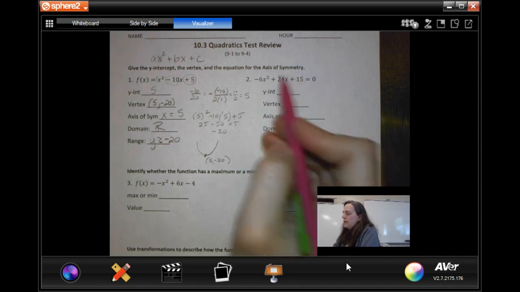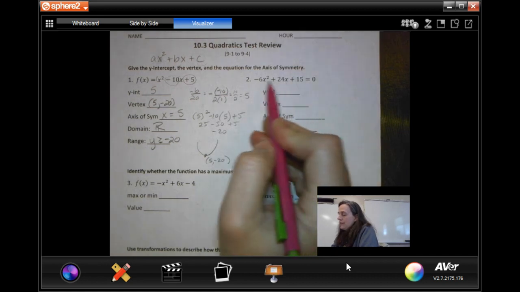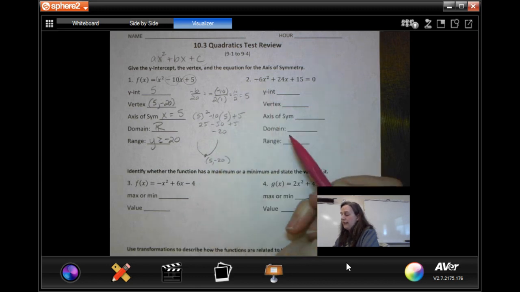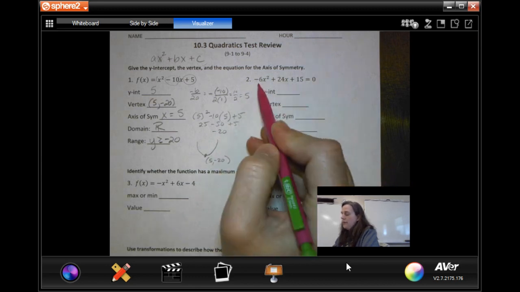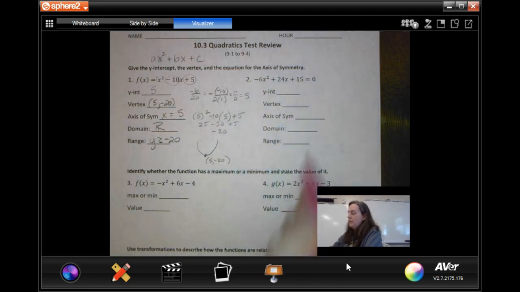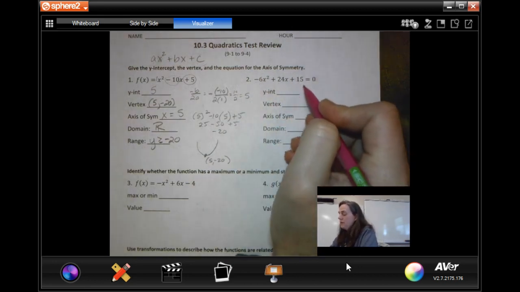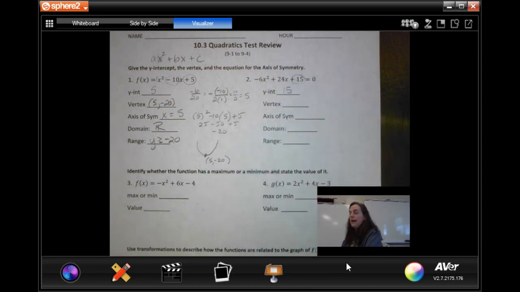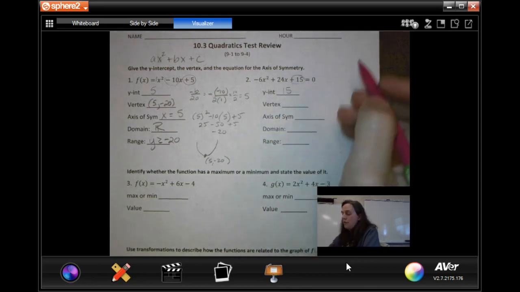Number 2. Okay, we got a couple different things going on here. There's a negative sign. So this is not a smiley anymore. He's a frowny. And there's a number here in the front. So he's going to be a little bit different than some of the ones we've been looking at. Y-intercept is still the same. He crosses the y-axis at 15.